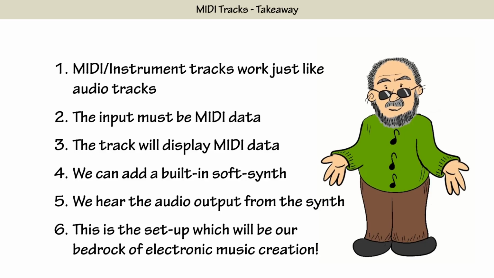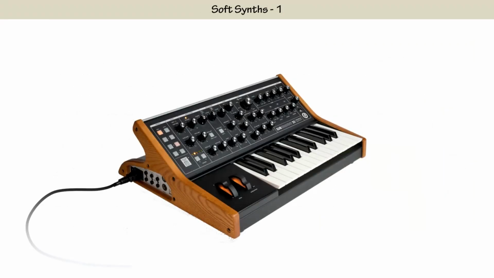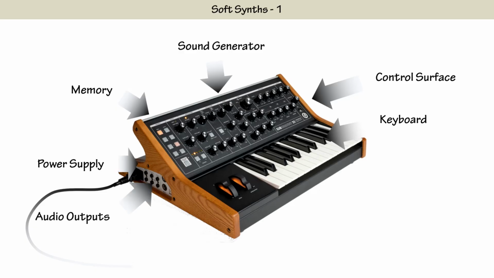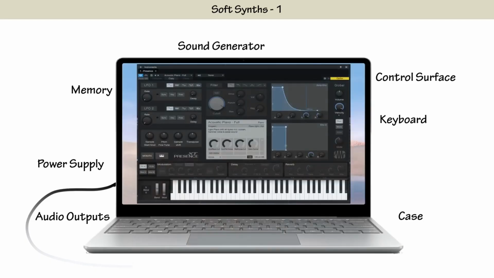Now, to really understand instrument tracks, we should take another look at the software synthesizers. The familiar hardware synth is, of course, a self-contained electronic musical instrument, which typically will comprise a keyboard for playing, a sound generator that makes the actual sound of the synth, some memory for storage, a physical control surface for manipulating the sound, audio outputs, a power supply, and of course a case to hold all the bits together. The soft synth or synth in your DAW has all the same elements. They just share some components with the computer: the case, the power supply, the memory, and the computing power that your PC offers.